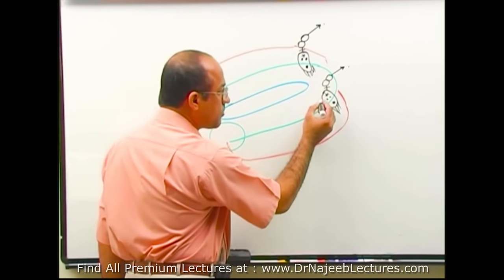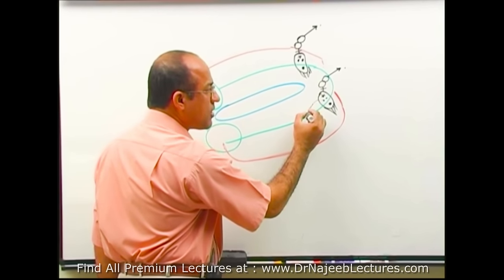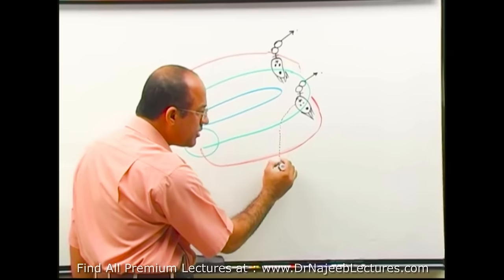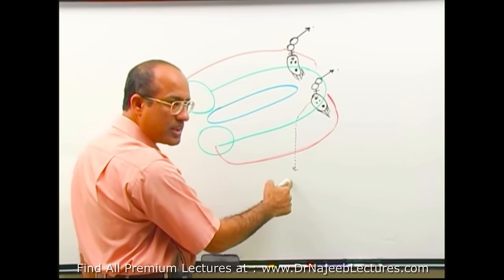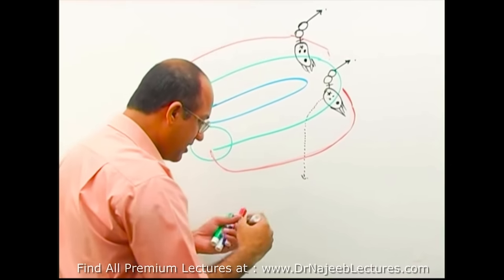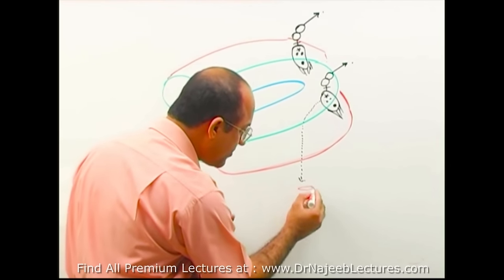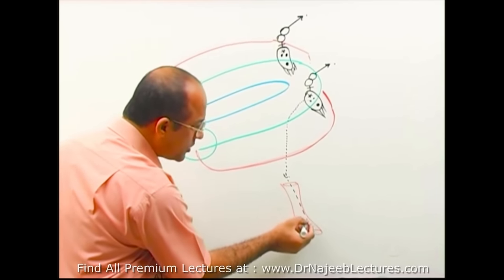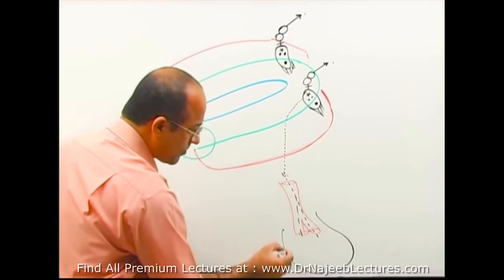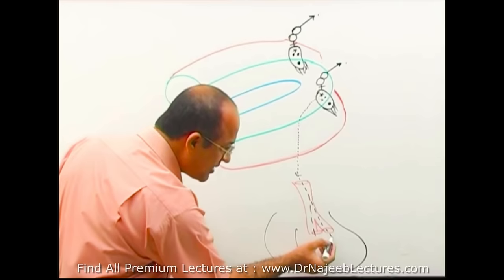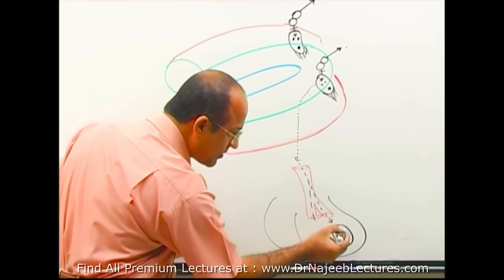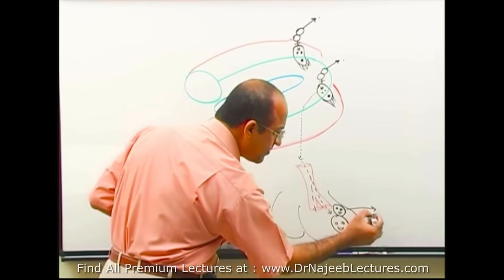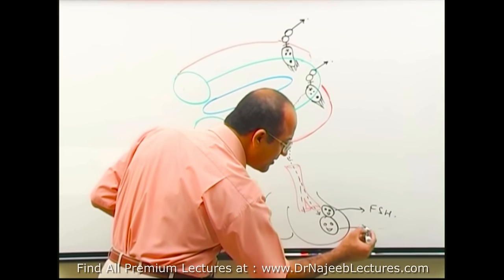Preoptic nuclei can release special types of chemical compounds, and these compounds can go into what was here swelling? Median eminence. And then through blood supply from this area, special channels, these compounds can go into the anterior pituitary. And when these compounds come into the anterior pituitary, they stimulate special types of cells, and these cells can release FSH and LH.